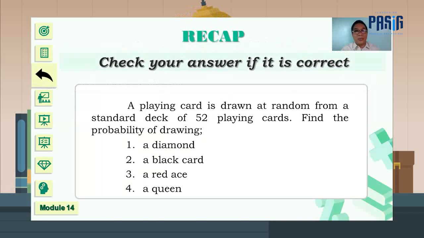Check your answer if it is correct. Number 1, 1/4. Number 2, 1/2. Number 3, 1/26. And the last one is 1/13. Count your score. I'm hoping that everybody got a perfect score.